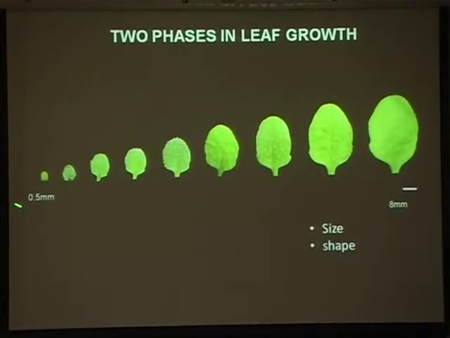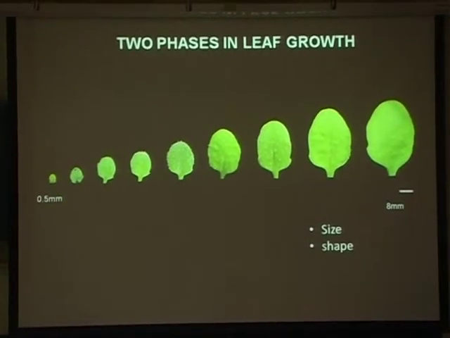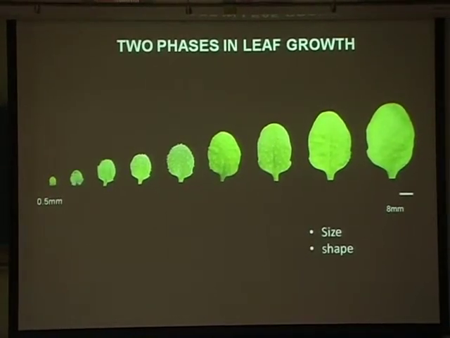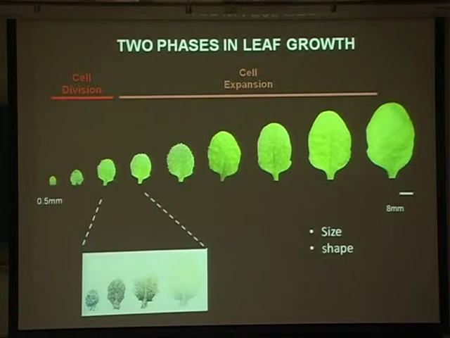Over here you see various developmental stages of a single leaf. So a leaf starts off as a tiny primordia, and it grows mainly by cell division and cell expansion. So when does the leaf stop? The cell division occurs generally in the earliest stages, and cell expansion occurs at the later stages. So how do the cells know when to stop dividing and start expanding? It occurs at a narrow window of developmental stages.